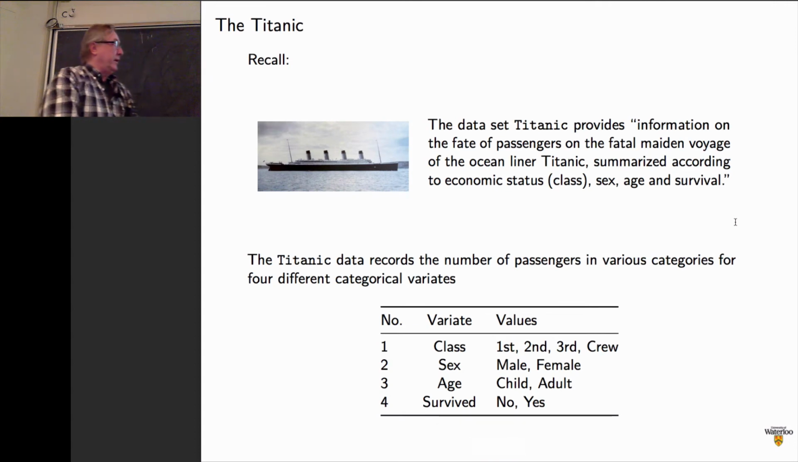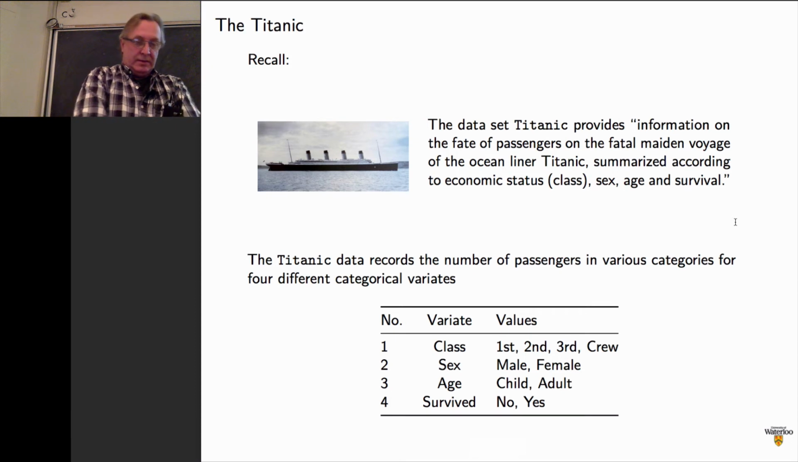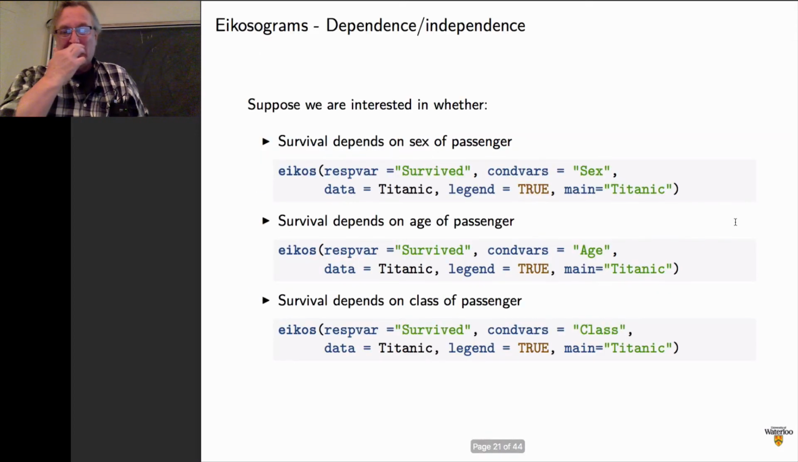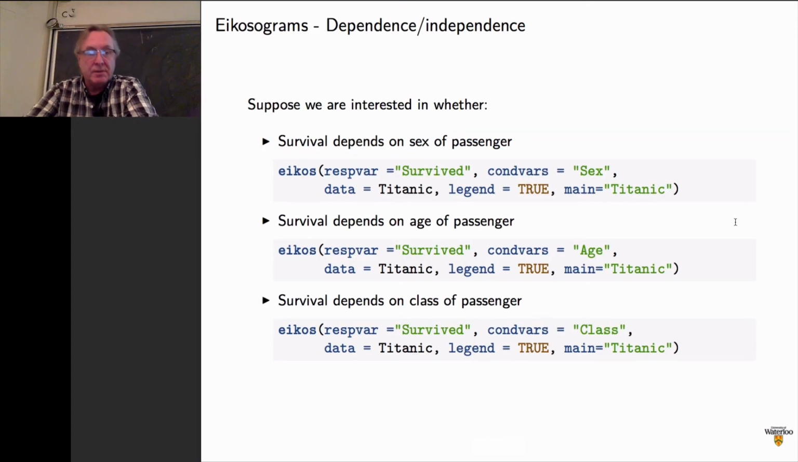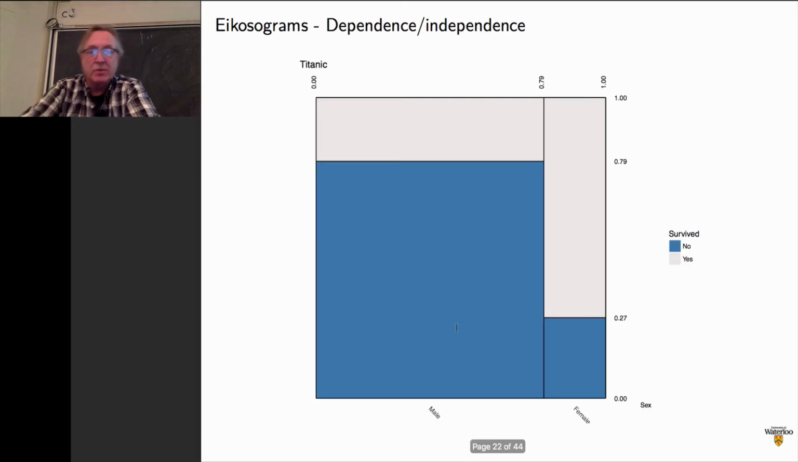Let's just look at some data. Here's a classic table that we've looked at before, survival on the Titanic. It has many more variates than just the two. But we can look at a bunch of questions about, does survival depend upon the sex? So calling Eikosogram with that, with survival as the response, sex is the conditioning variate. Does it depend on the age of the passenger? Does it depend upon the class of the passenger? If there's no dependence, we're looking for something that looks like a flat Eikosogram. Okay, so first one.